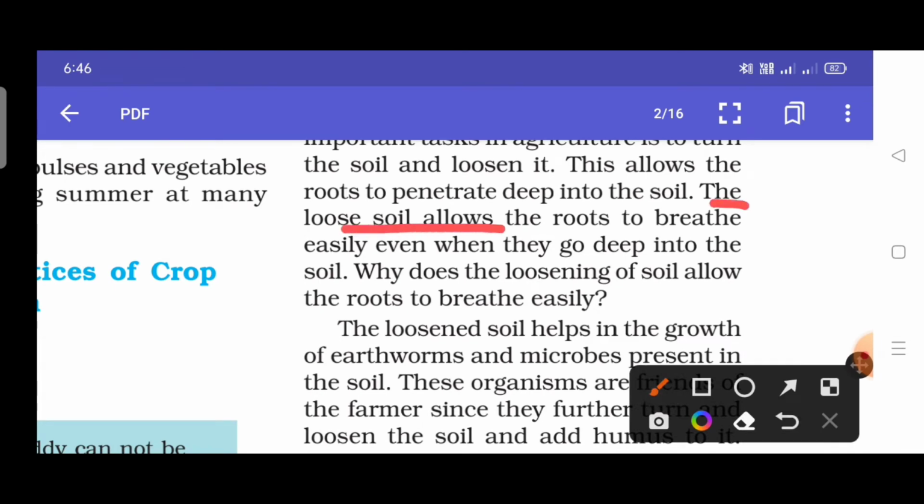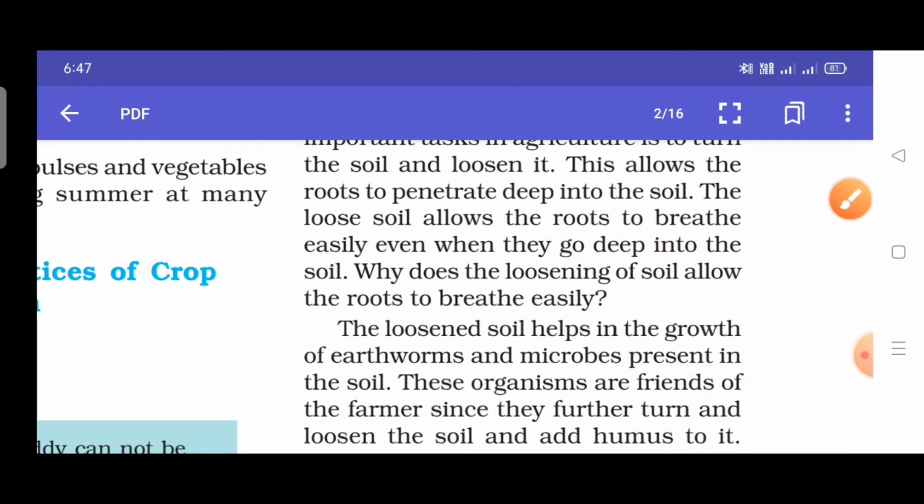Thus, loose soil allows the roots to breathe easily even when they go deep into the soil. So, what does the loose soil do? Loose soil allows the roots of the crop to breathe easily even when they go deep into the soil. Okay. Why does the loosening of the soil allow the roots to breathe easily?